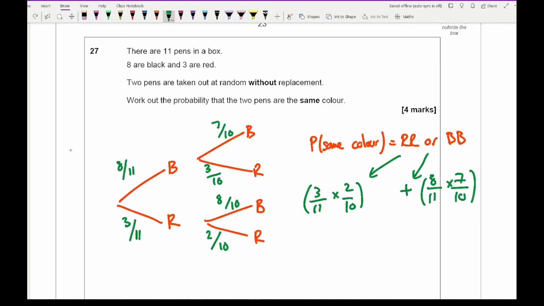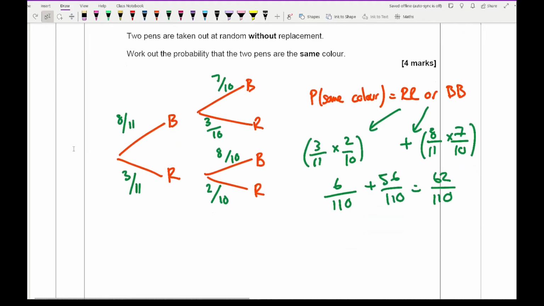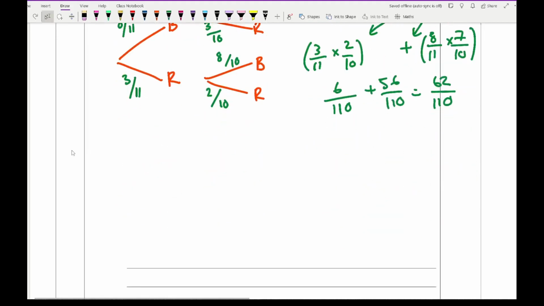Then if I simplify each of those, 3 times 2 is 6, 11 times 10 is 110, 8 times 7 is 56, and that's going to be 110. That gives me a total of 62 over 110. And that should simplify because they're both even numbers, and that gives me an answer of 31 over 55.